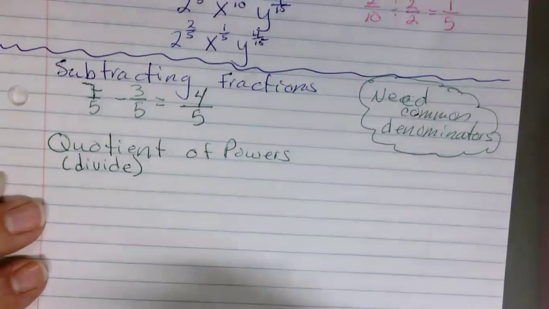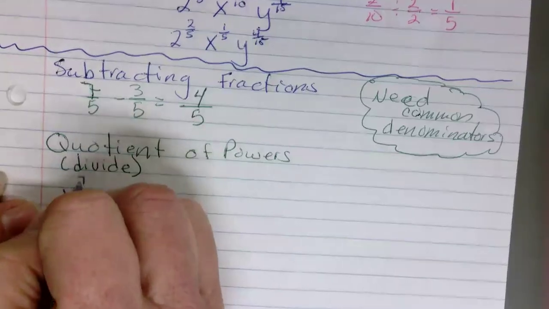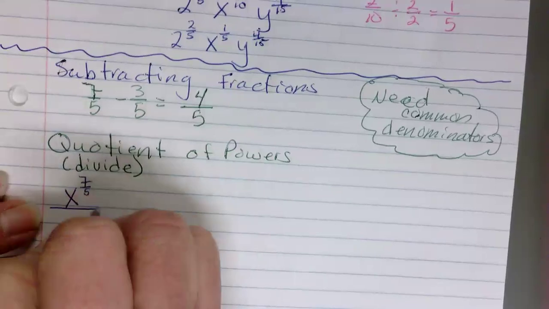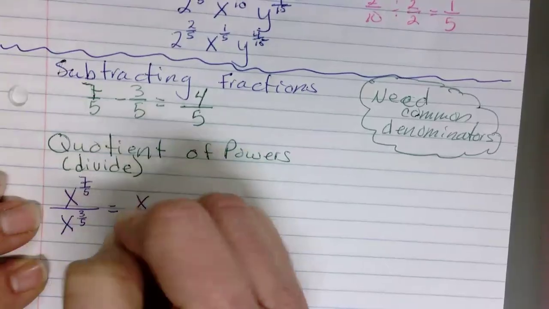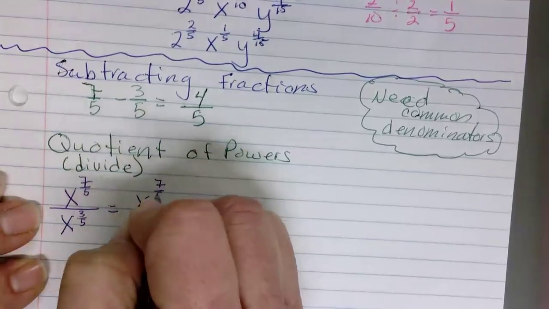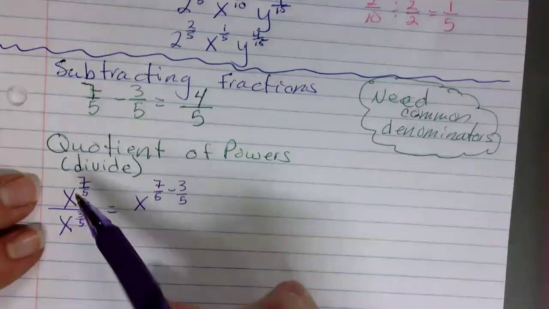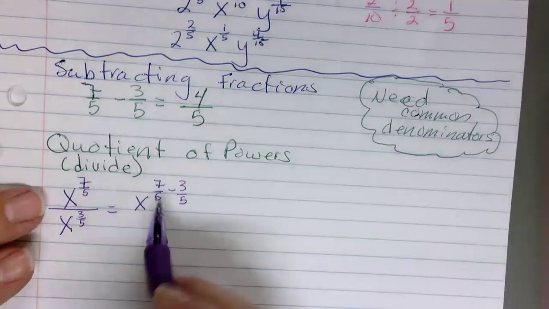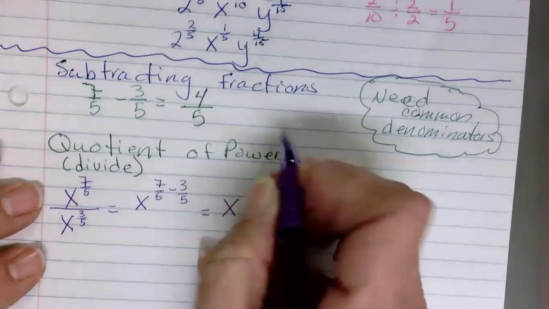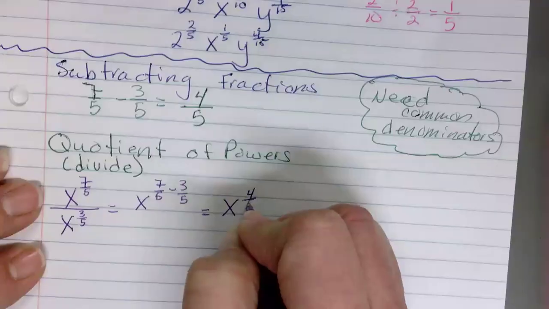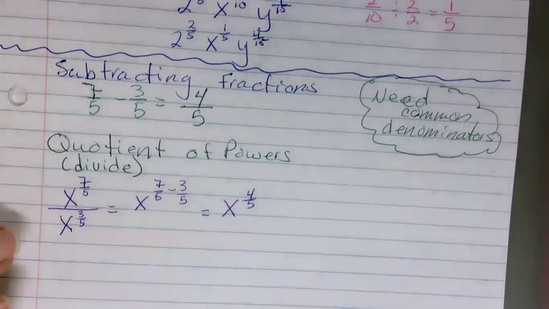Okay. So if the problem was x to the 7/5 over x to the 3/5, then that would equal x to the 7/5 minus 3/5. Because we learned back when we did the laws of exponents that when you're dividing, you subtract the exponents. So we're subtracting the exponents. That gives us x to the 7 minus 3 is 4 over 5. And then there's nothing I can reduce there, so we're done.